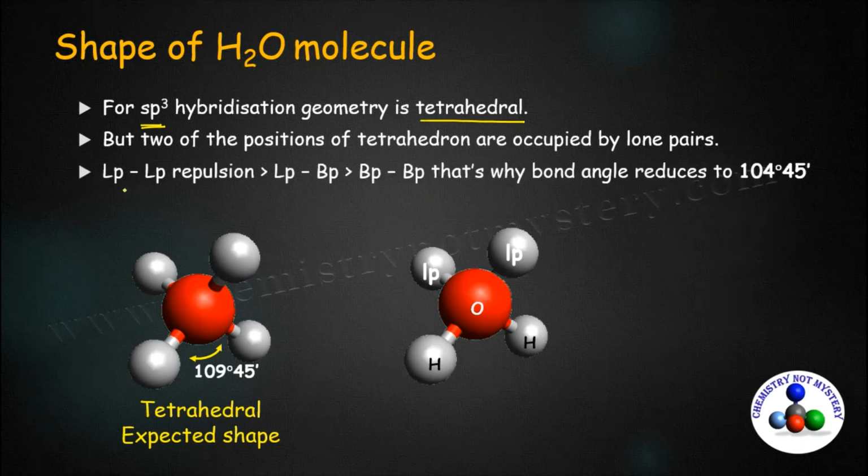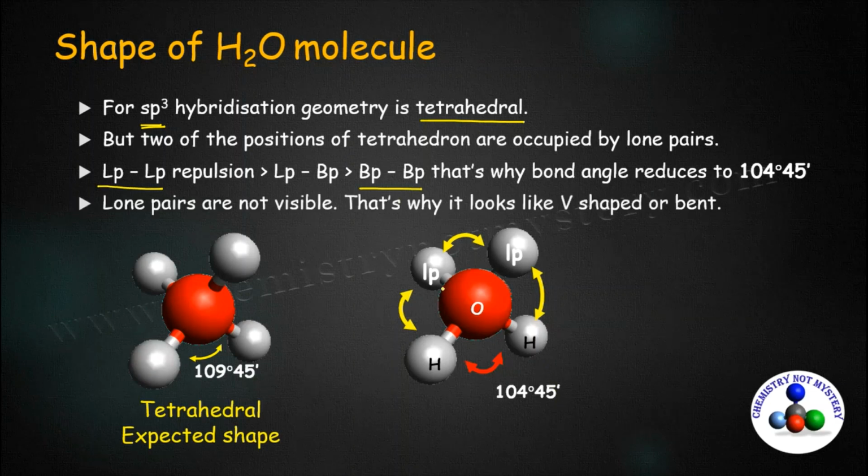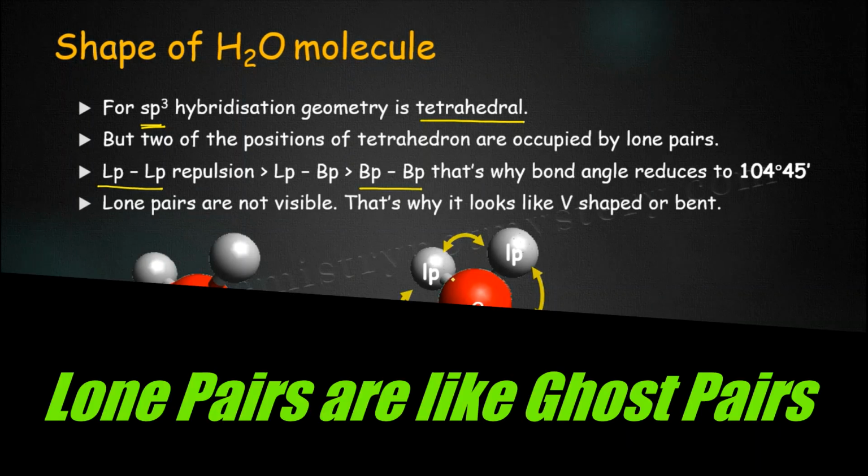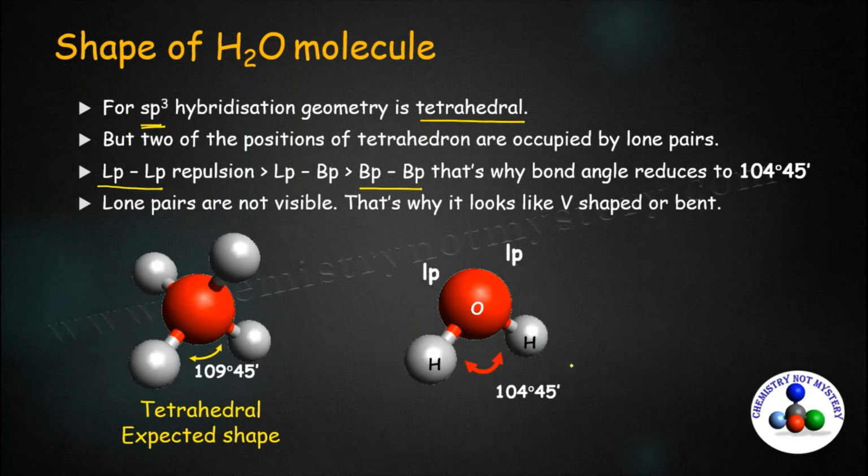And according to VSEPR theory, there is maximum repulsion between lone pair and lone pair, and minimum repulsion between bond pair and bond pair. That's why these lone pairs repel each other and also they repel other bond pairs. Due to this, the bond angle reduces to 104 degree 45 minutes. And as we have already discussed, lone pairs are not visible in the geometry. So that's why the shape of the water molecule looks like V shape or bent shape. But the geometry remains tetrahedral.